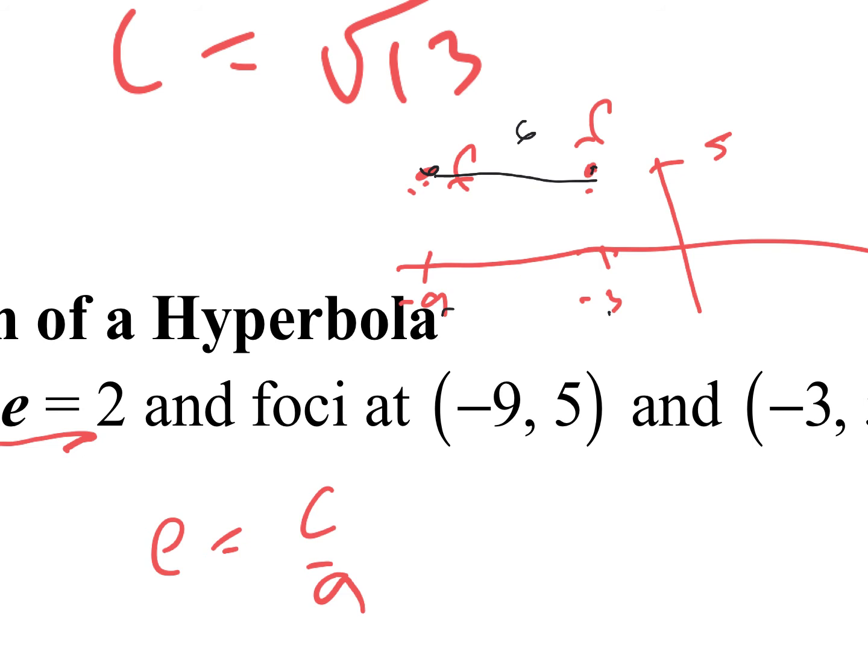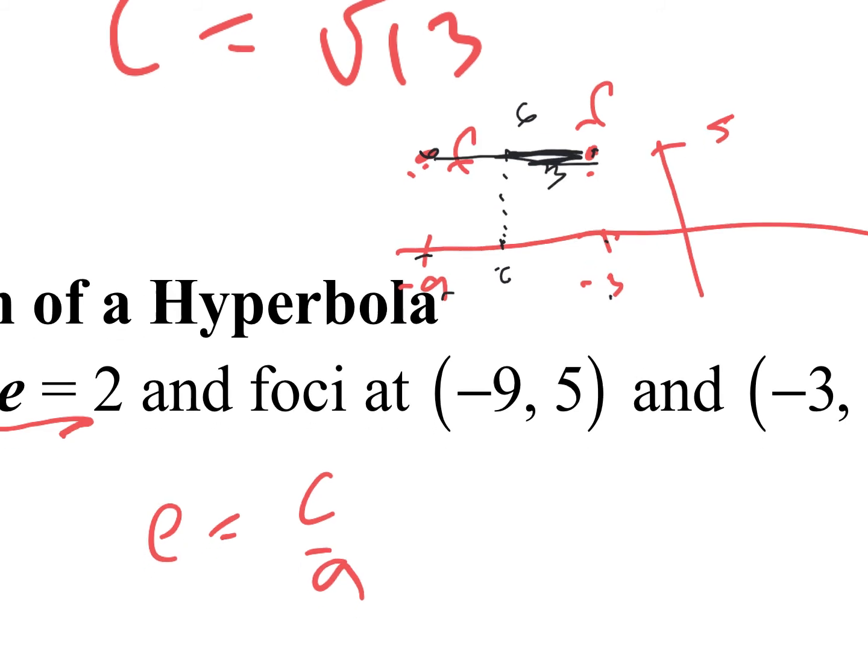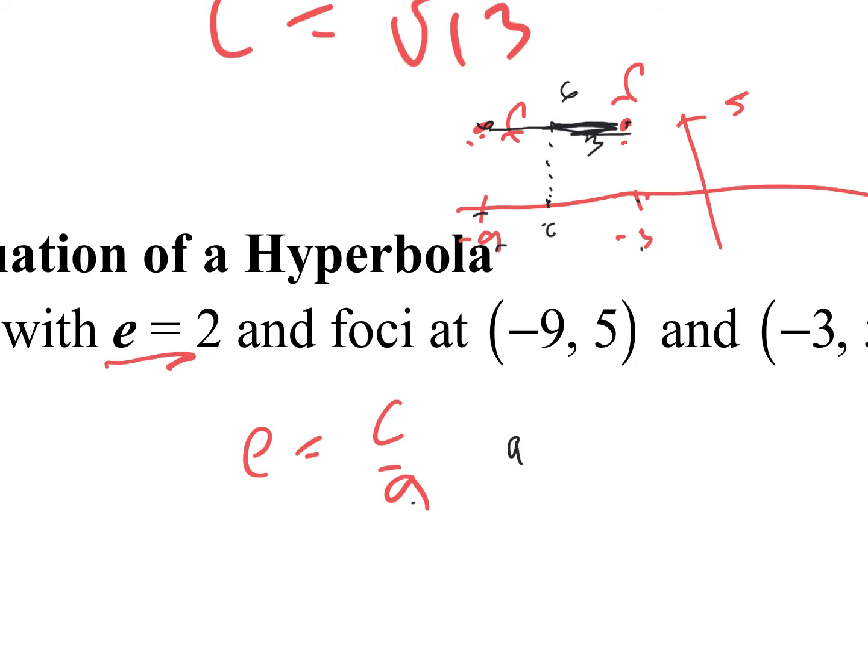So that tells me that the center is exactly in the middle of it. How do I get the middle of it? The middle is at -6, right? 3, 4, 5, 6, yes, -6. That tells me that this distance here is 3.